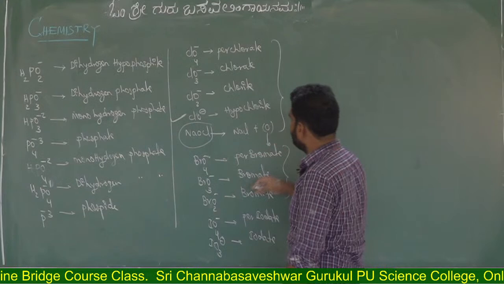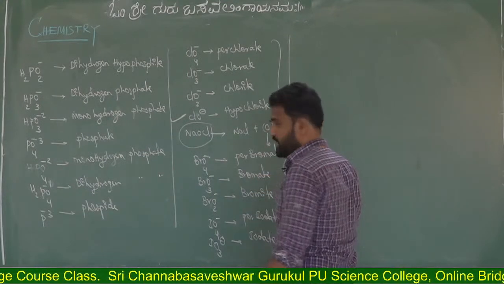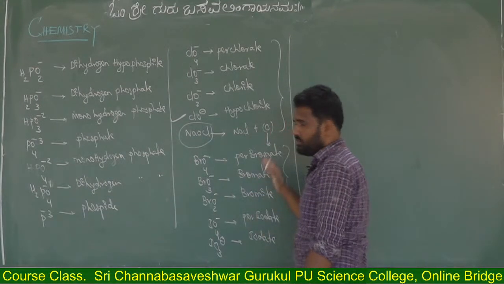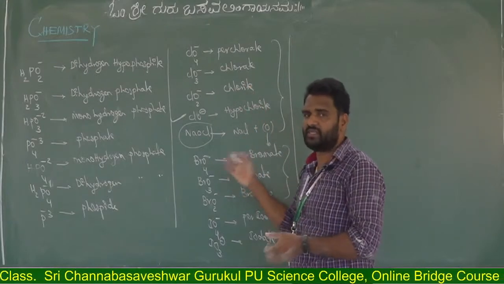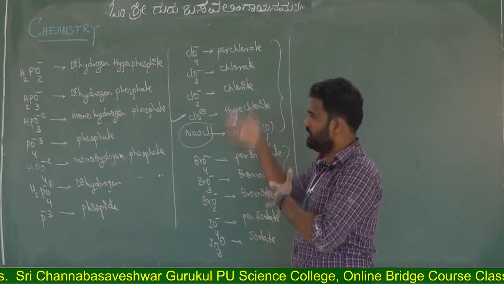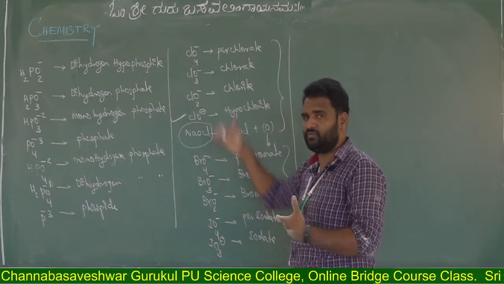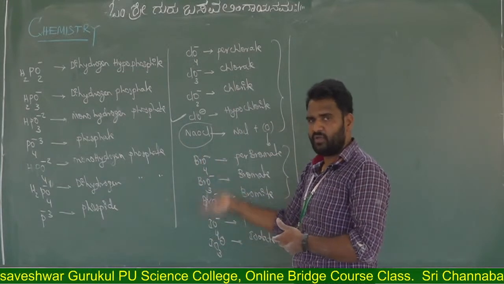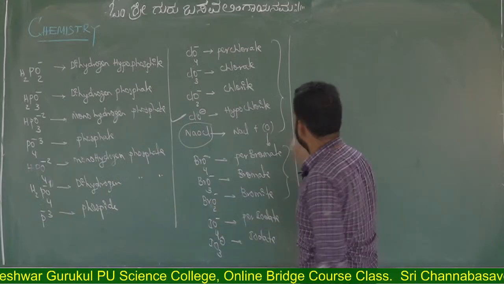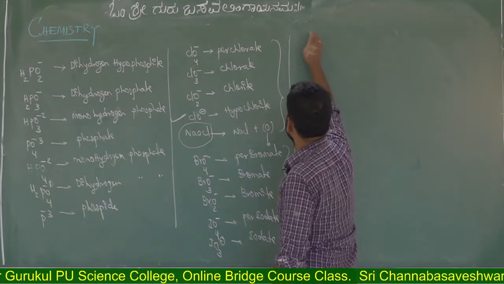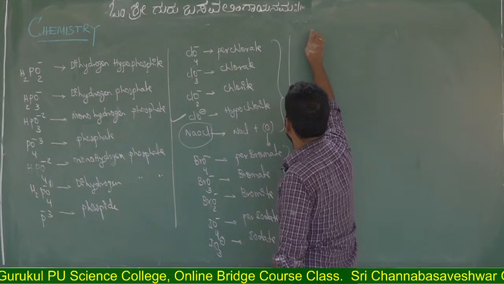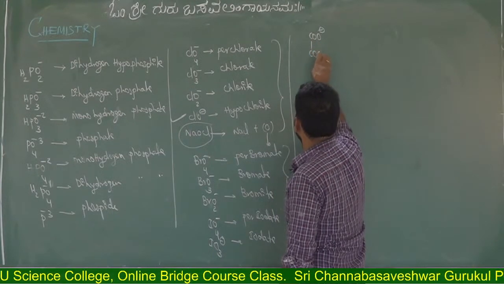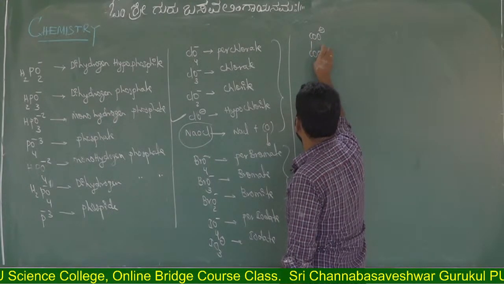Next, important: here in basics we are discussing important anions and cations. After that, combining them you will get important salts, which we are going to learn in PU1 and PU2 classes. Next, with oxygen, oxalates. This is oxalate.